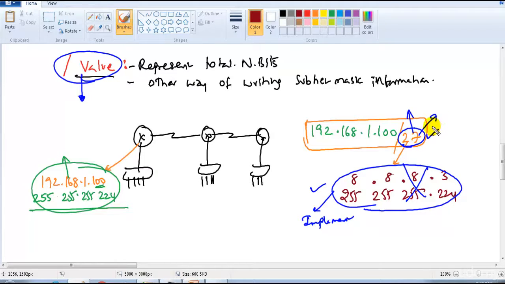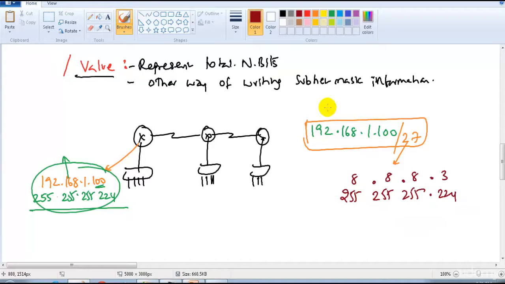So it's really important for you to understand this conversion method also. It's another way of providing subnet mask information here. Okay, so in the documentation and scenario diagrams, you will see something like this. Okay, so let's do some exercises on this.